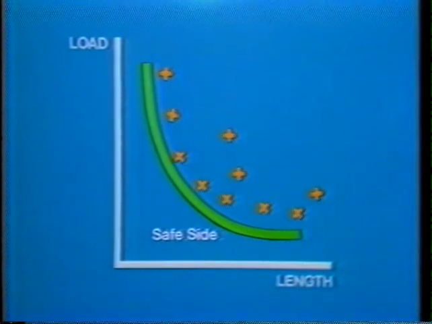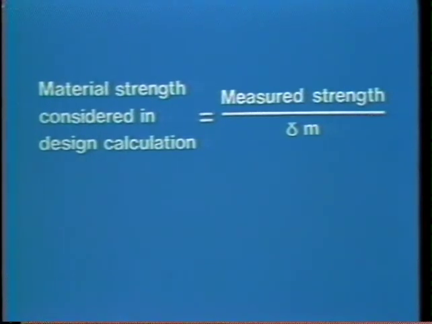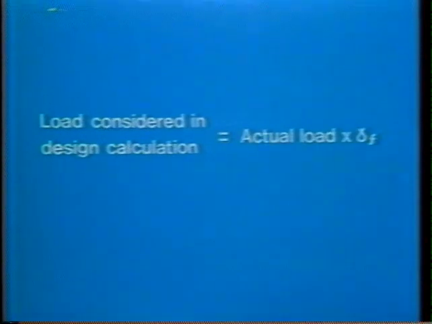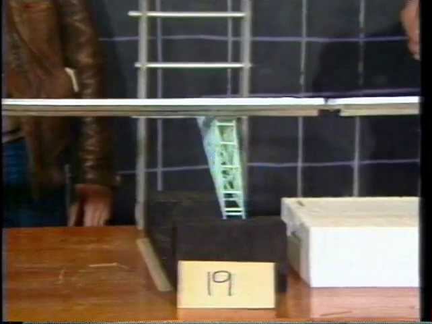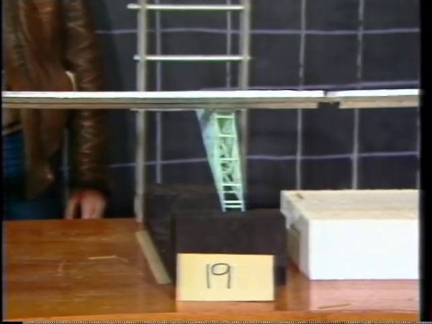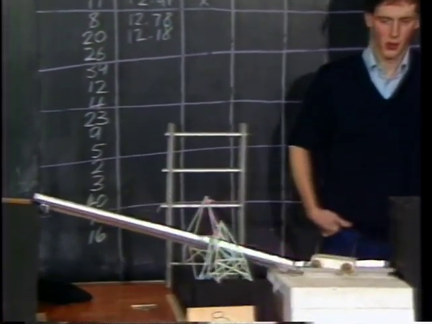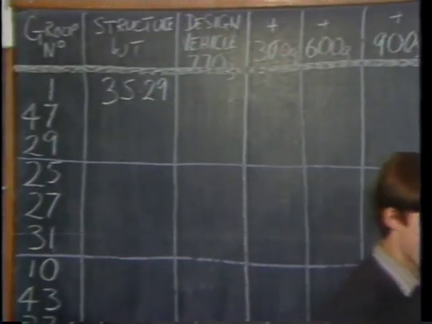A safety margin can be introduced in several ways, but usually it's done by using in the design calculations a material strength which is less than the actual material, as well as a load that is higher than the actual load. This is done by dividing the actual material strength by a partial safety factor for materials to obtain a design strength to be used in calculations. The load to be used in the design calculations is increased by multiplying the actual load by a partial safety factor for loads. The magnitude of these safety factors varies with the situation and depends on what has been found reasonable by experience. If the safety factors are too small, there will be too many failures, and if the safety factors are too great, there will be materials and resources wasted.